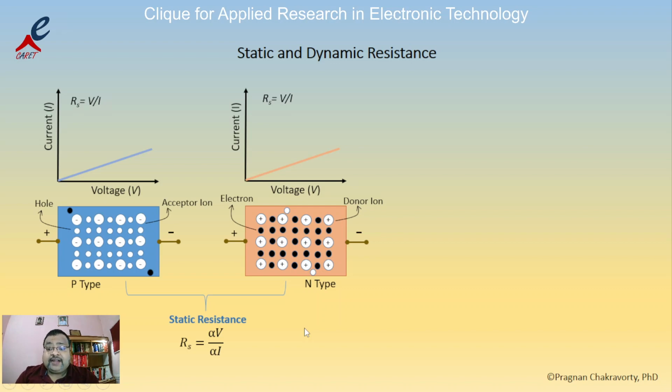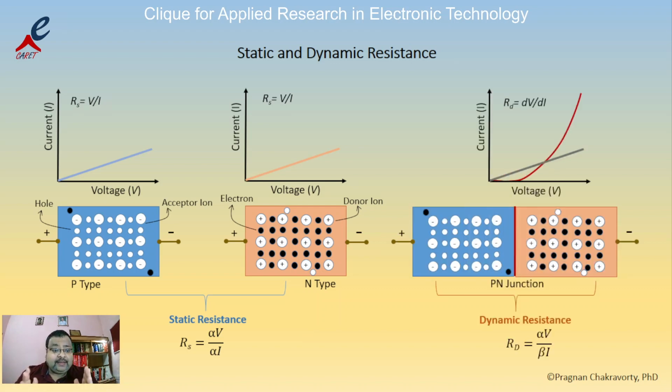However, something very different happens when this p-type and n-type are joined together to form a p-n junction. Now, when a forward bias voltage is applied across them, we can see that this gives rise to a non-linear current, unlike the previous case. This non-linear current gives rise to different slopes at different points on the current line, and these different slopes, as we know, give different resistances. We call this dynamic resistance and define it as dV by dI.